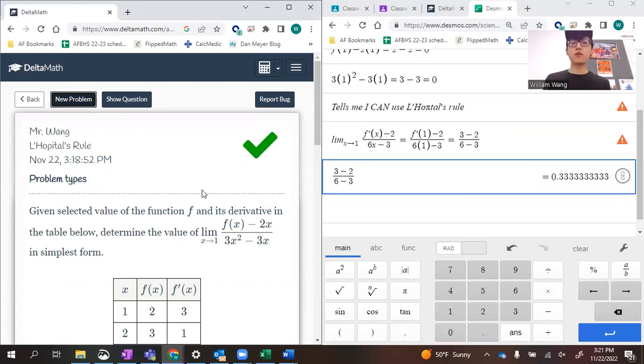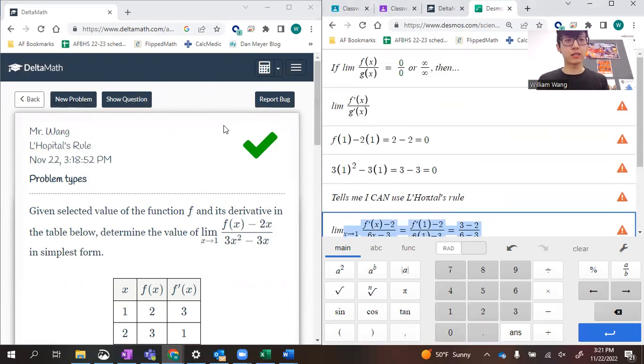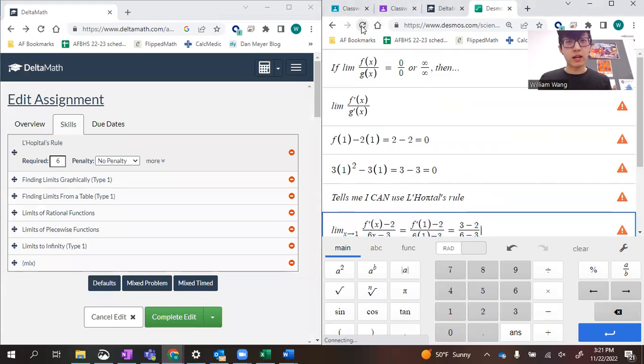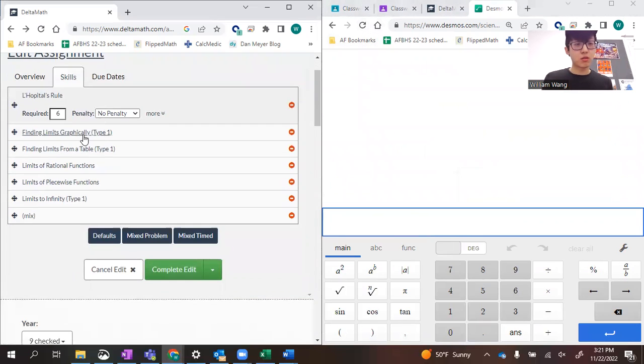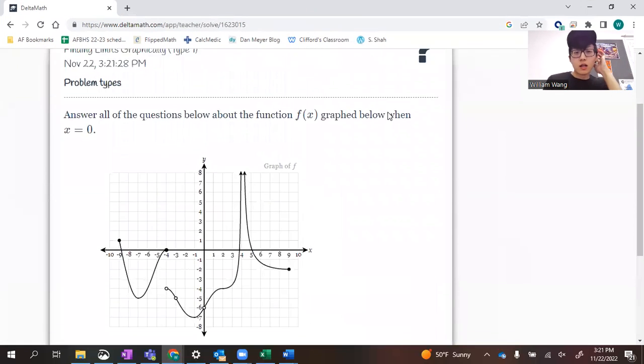All right, so those are the 3 types of L'Hopital problems you're going to see on here. I would recommend, if you have any questions, replay the video, carefully look at my Desmo steps. Hopefully you can make sense of them. I'm going to go back now, and I am going to go through some of these problems. Okay, first, limits graphically.